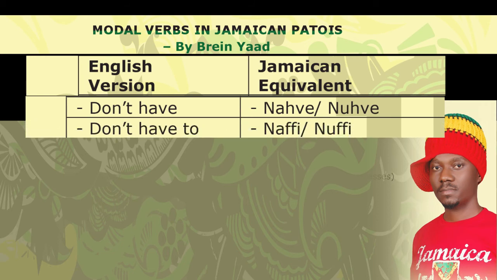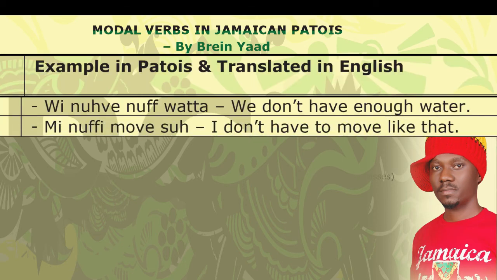How do you say don't have to? Nafi. It is a combination of don't have, nav, then you add fi, which means to. So, for example, we simply say, me nafi move so. I don't have to move like that.